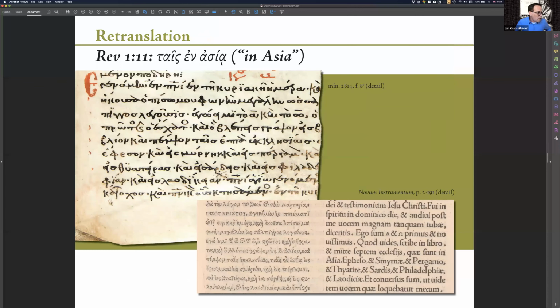Here, Revelation 1:11, Erasmus adds from the late Vulgate "Thyatira en Asia", taken from Revelation 1:4, and he omits an article, so it should be "en te Asia". So this omission of the article is very typical for Erasmus, as people who've studied the final verses know.